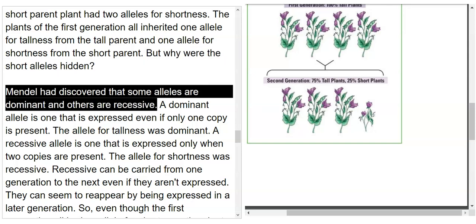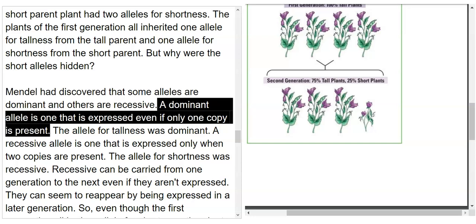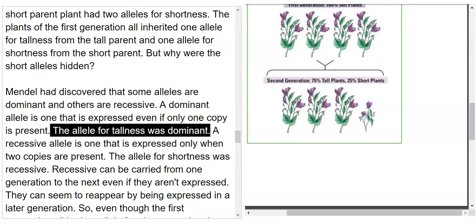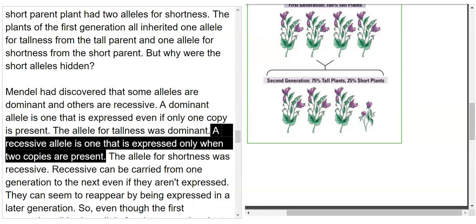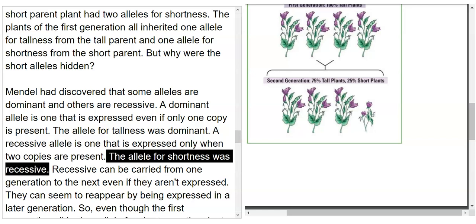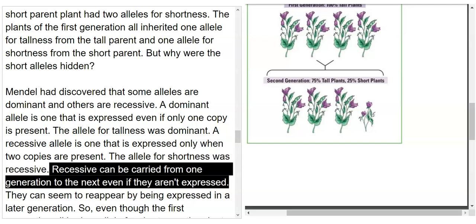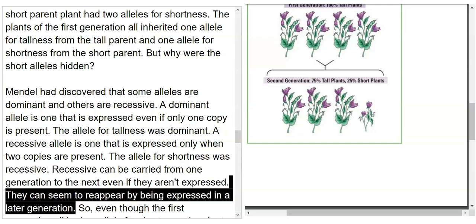Mendel had discovered that some alleles are dominant and others are called recessive. A dominant allele is one that is expressed even if only one copy is present. The allele for tallness was dominant. A recessive allele is one that is expressed only when two copies are present. The allele for shortness was recessive. Recessive alleles can be carried from one generation to the next, even if they aren't expressed. This can seem to reappear by being expressed in a later generation.